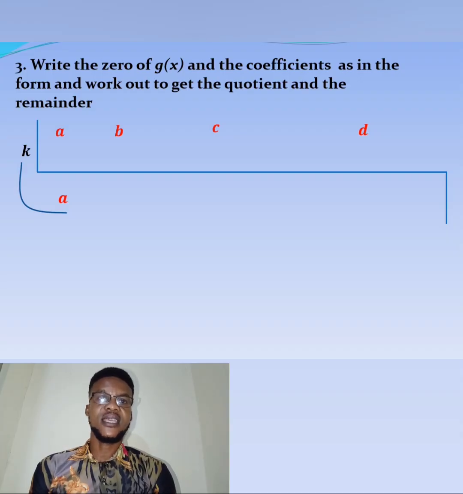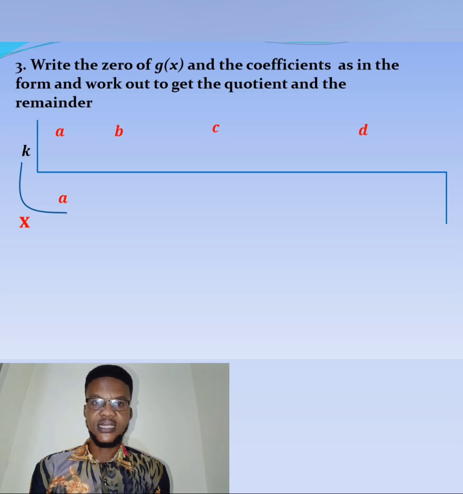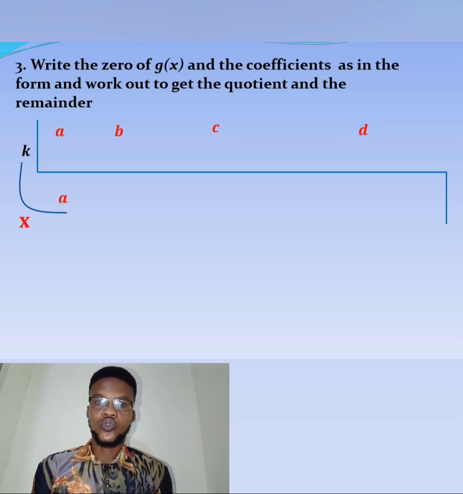Then after writing the a, what are you going to do? You multiply by the k. Take note, I said after you are done writing the coefficient and the zero, and you should know where to put each of them. Have you gotten that? So the first one is a, the second one is b, then c, and d. You write it in that order. Then after that, what do you do?